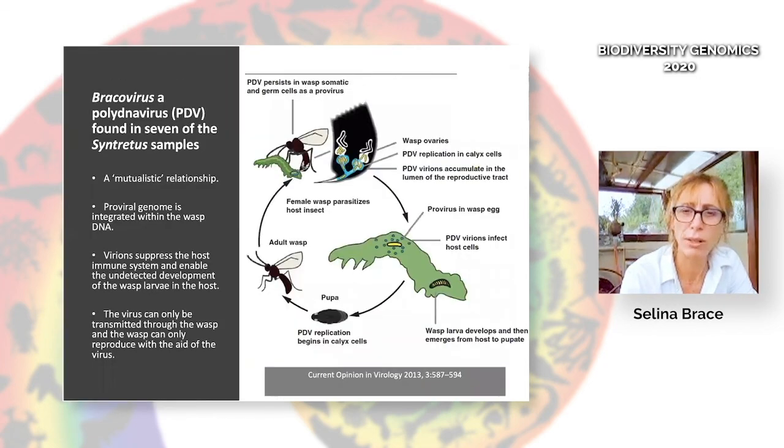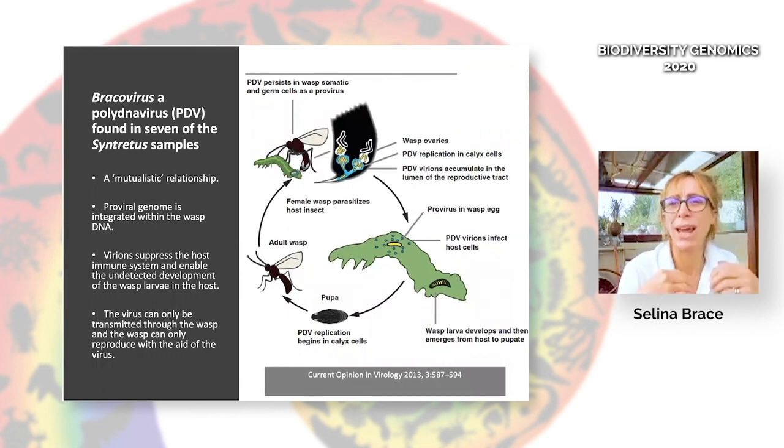The second point of interest that dropped out of this data set is that we were able to identify a polydnavirus from the wasp. This polydnavirus is actually integrated within the wasp's own genome, within its DNA, but it can only replicate in the calyx cells, in the ovipositor of the female wasp, where it actually generates virions.